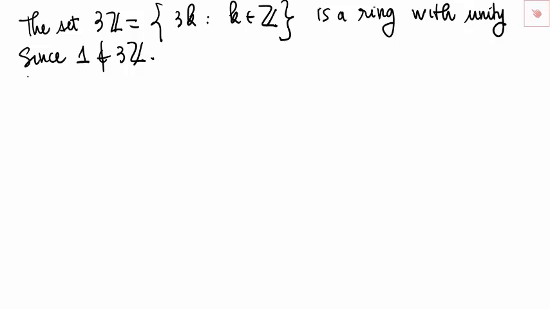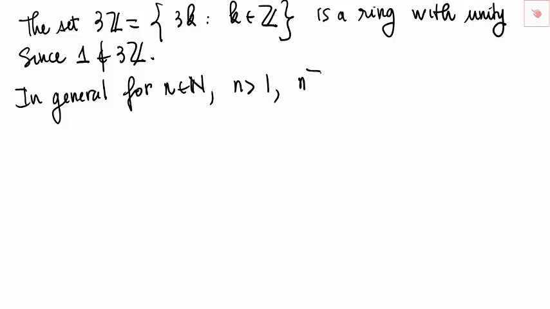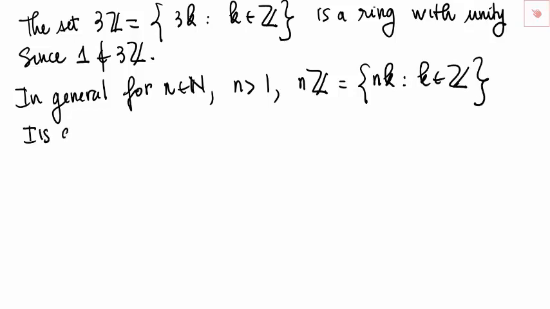So in fact, in general, for n a natural number such that n is strictly bigger than 1, nZ, which is the set of all integers of the type nk, where k is an integer, all multiples of n, is a ring without unity.